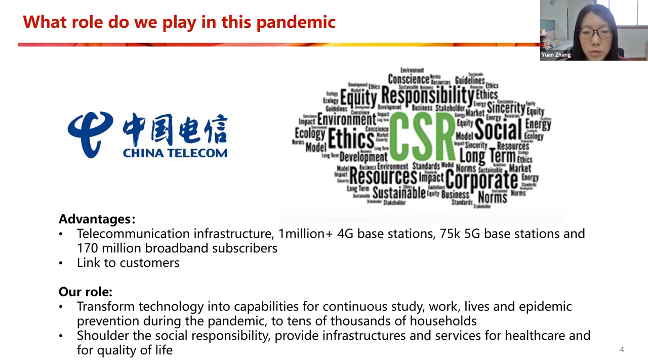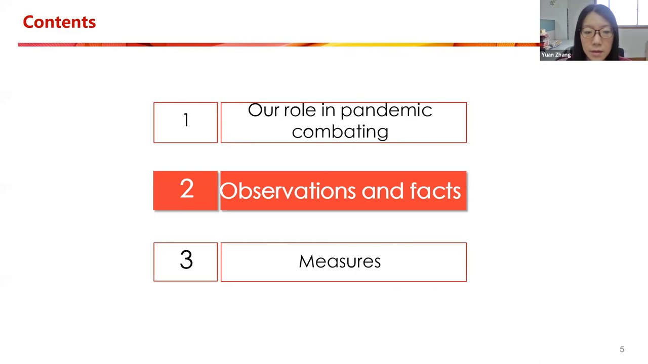Our goal is to transform technology into capabilities for continuous work, study, and life, and also for epidemic prevention during this pandemic, for tens of thousands of households. As a big company, we shoulder the social responsibility by providing infrastructure and services both for healthcare and for quality of life. Based on our role and our mission, we take measures accordingly. Next, I will share some of our observations and facts.